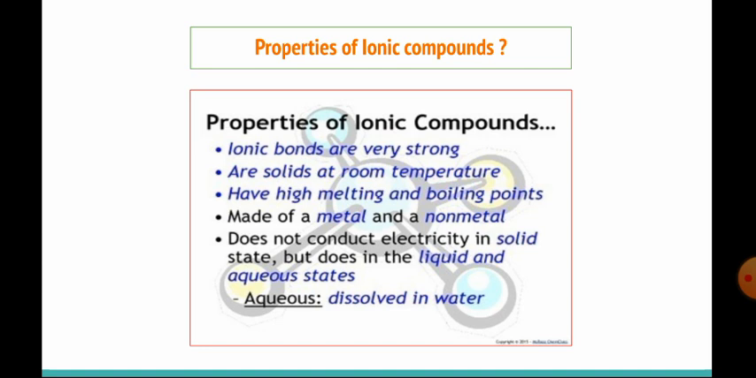Now, we are going to see some of the very interesting properties of ionic compounds. They are solids at room temperature, have high melting point and boiling point, and do not conduct electricity in solid state but do in the liquid and aqueous state. Aqueous means dissolved in water.